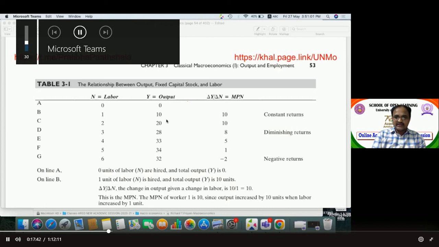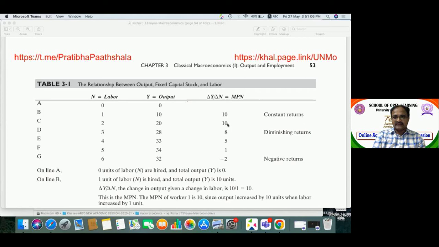So here the output is increasing at a constant level. So this is 10, 10. So it is increasing at a constant level. This is MPN. And for the third labor, if you use one more unit of labor, you produce 28. So what is the difference between these two? Earlier 20, now 28. So 28 minus 20, that is 8. So 8 is the MPN. So 8 upon 1, that is 8.